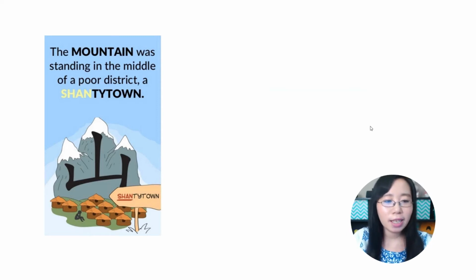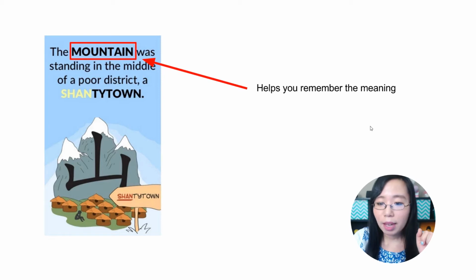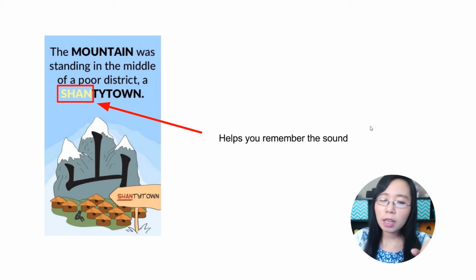Let's go ahead and read the line together. The mountain was standing in the middle of a poor district, a shanty town. Notice that mountain is capitalized, and that helps you remember the meaning of the character embedded in that picture. And then we have another word that is also capitalized, but this time the color is slightly different, the SHAN part, and that helps you remember the sound.